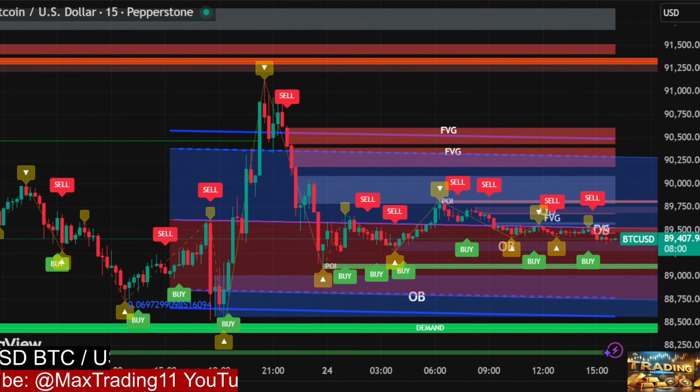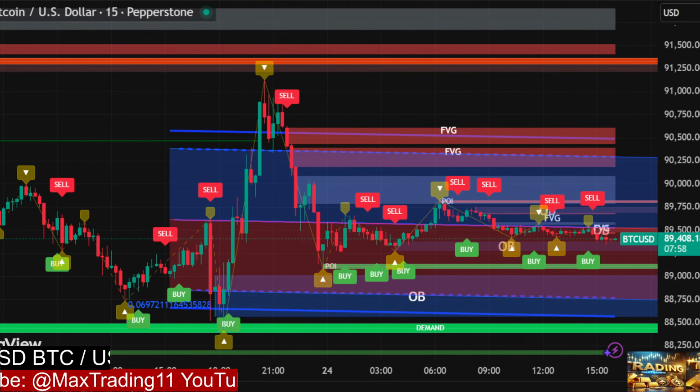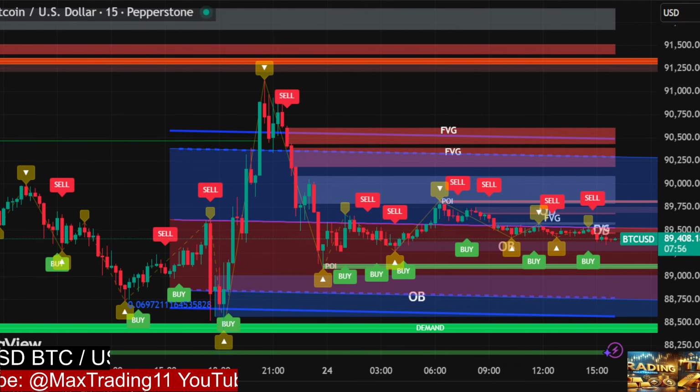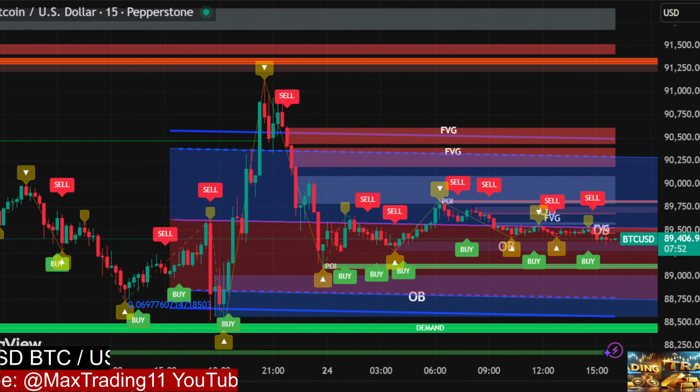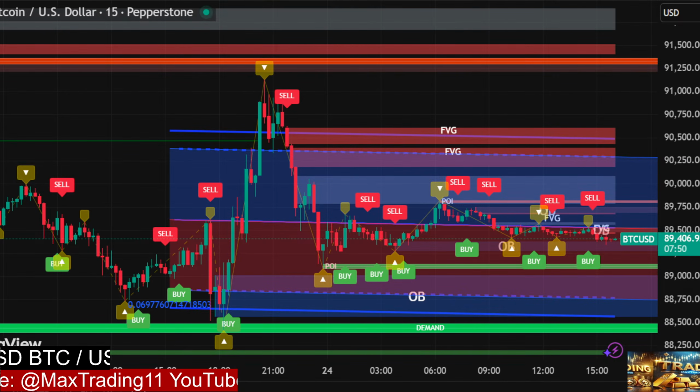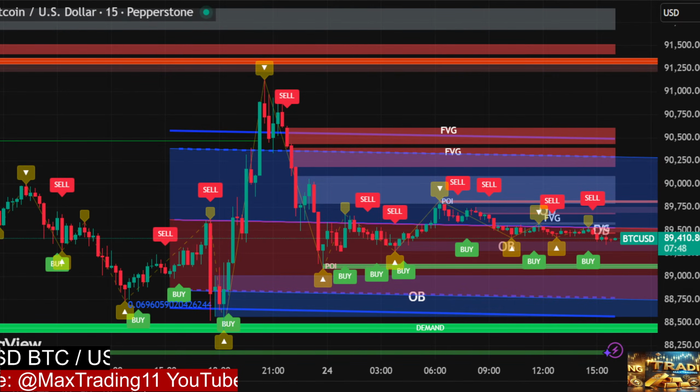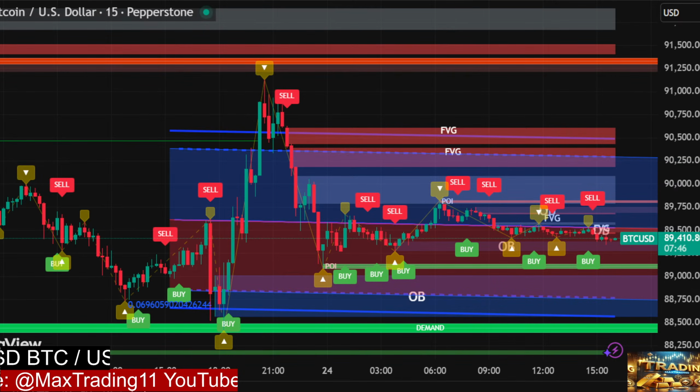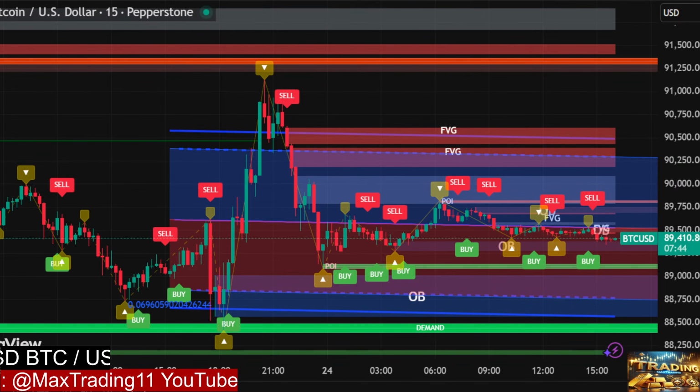3. Moving averages. The 50 EMA and 200 EMA are classic trend filters. When the 50 crosses above the 200, it's called a golden cross, often followed by bullish momentum. When the 50 dips below the 200, it's a death cross signaling potential bearish continuation.